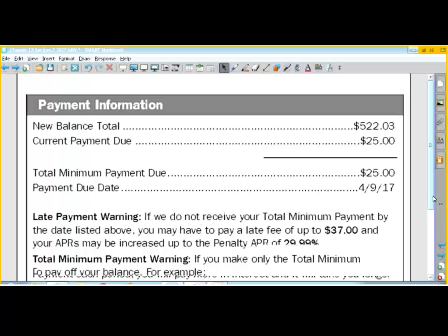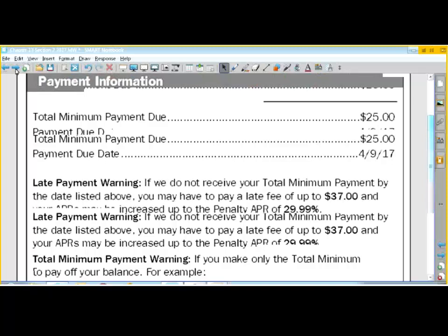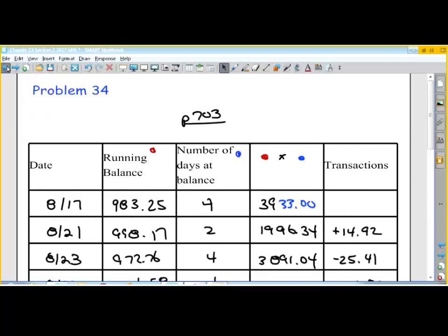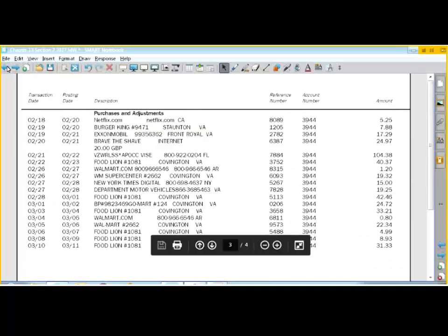And interestingly enough, it says if you make no additional charges using this card and each month you pay the minimum amount, $25, it'll take you 2 years to pay off the balance of 500 and whatever my balance was, 520 something. And you'll end up paying around $600. So you pay the balance plus the interest, about $600. So I guess they let you know the worst case scenario as far as paying off the credit card bill, $25 a month.